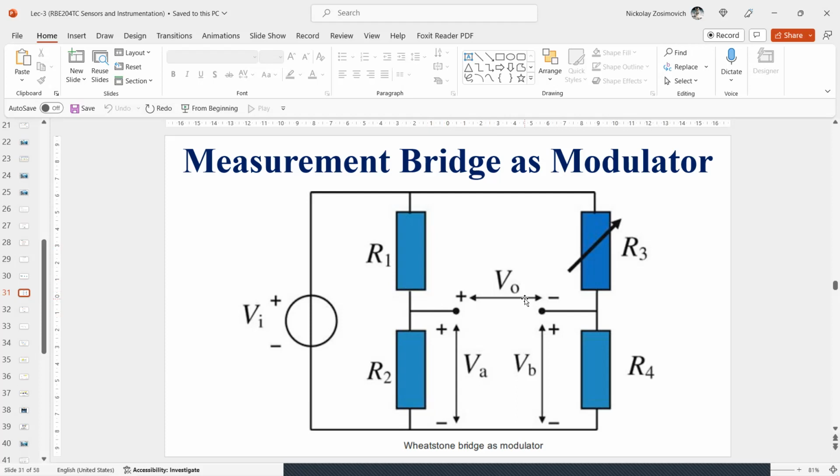Okay. This output can be amplified by a differential amplifier with high gain. It means its low frequency properties are irrelevant. The only requirements are a sufficiently high bandwidth and a high common mode rejection ratio for the carrier frequency to accurately amplify the difference VA and VB.